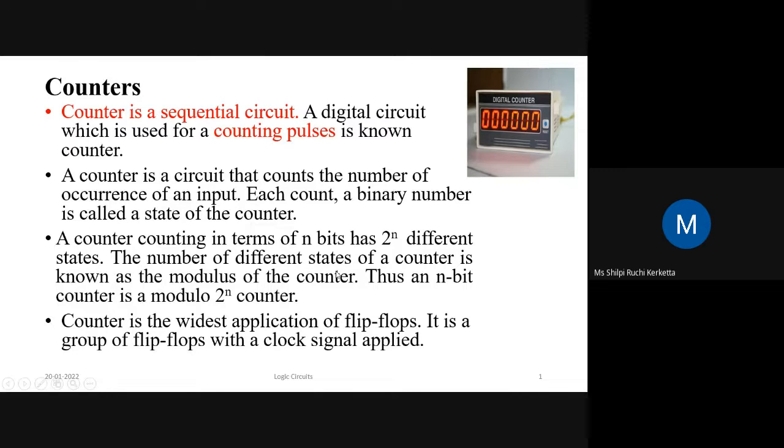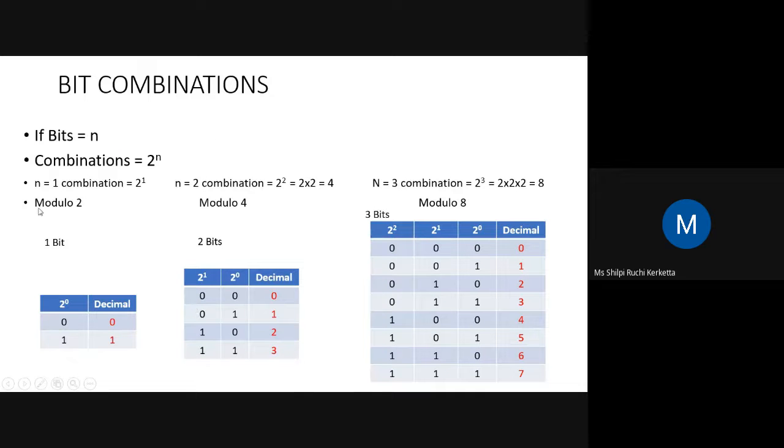The number of different states of a counter is known as the modulus. Okay. So this 2 to the power n is called the modulus. Thus, an n-bit counter is a modulo 2 to the power n counter. So what is the modulus? This is 2 to the power n. If the number of bits is 1, then the different states will be 2 to the power 1, that is 2. So we will call this modulo 2.